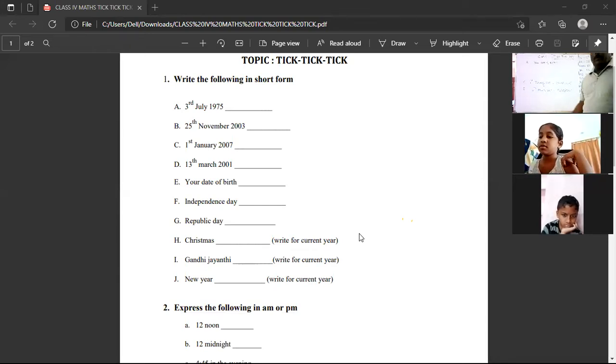Next is your date of birth. So your date of birth, you may be knowing that. Whatever your date of birth, please write in the order: date, month, and year.